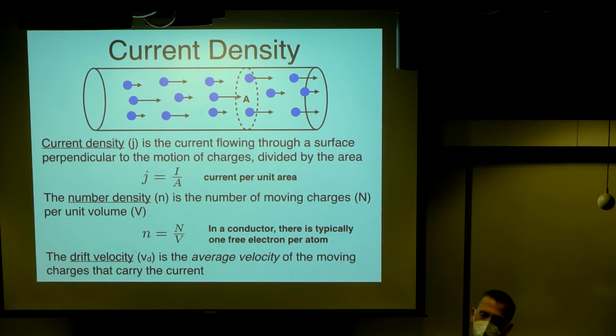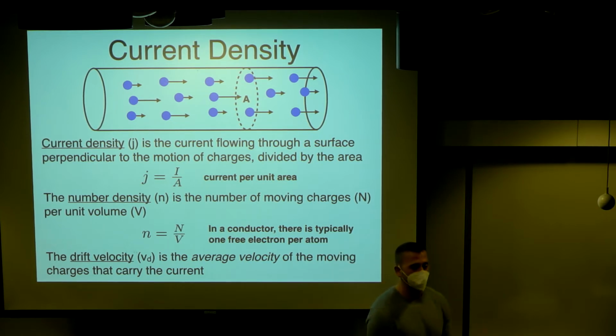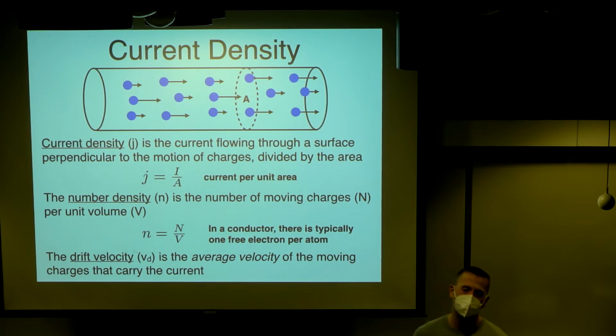The first one is something called current density. This is an important concept. We're going to actually see this in later chapters, particularly when we get to magnetism. So what's current density? Current density is given by lowercase j, and it's defined in this way. It's current per unit area. Pretty simple statement. Current on top, I, area on the bottom, A.